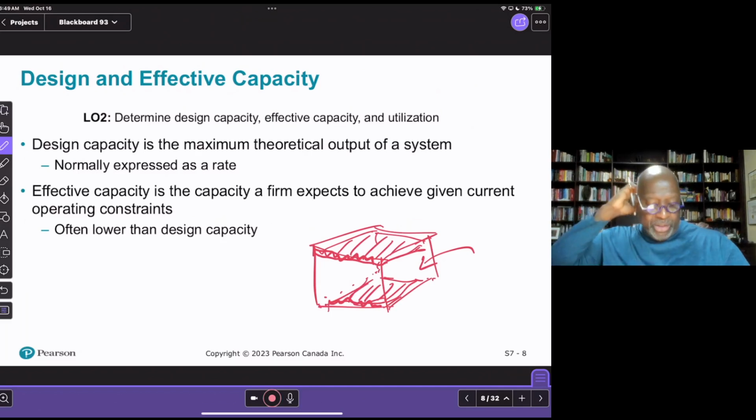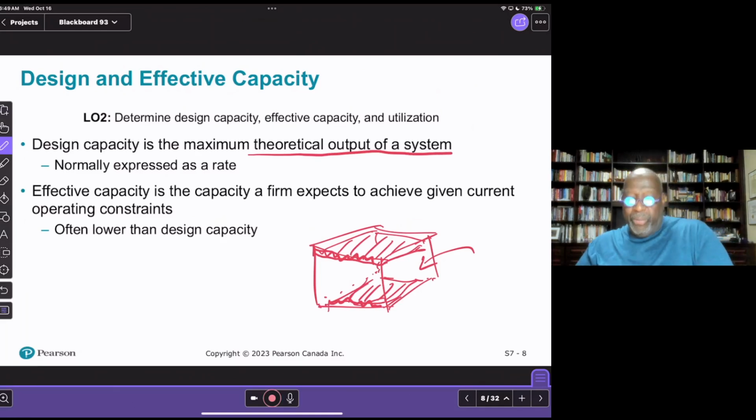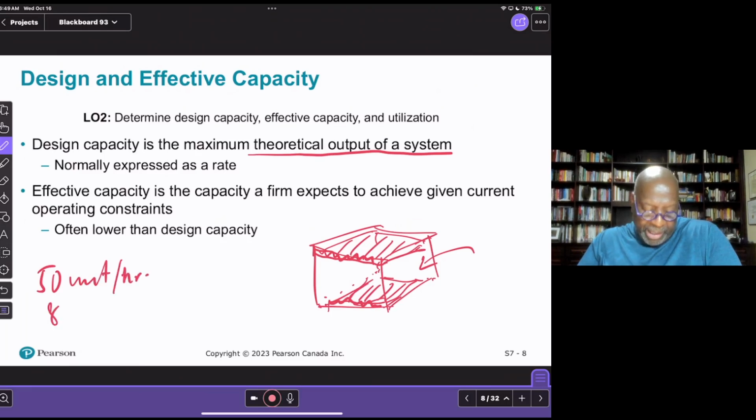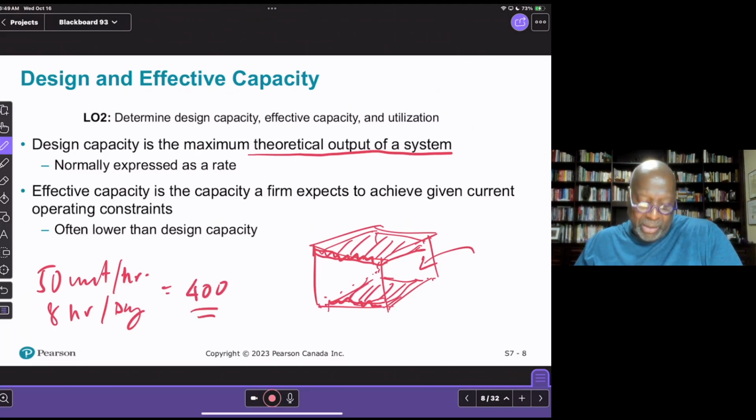All right? So design capacity is the maximum theoretical output of a system. So if we say that we could process 50 units per hour, and we're operating 8 hours per day, so 5 8s are 40, so our theoretical capacity or our design capacity is 400 units per day. And we could bring that to weeks, months, and so on.